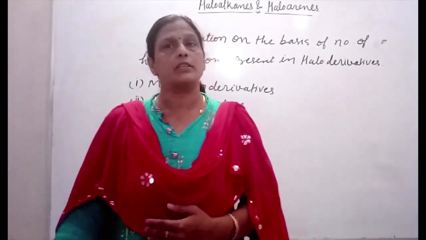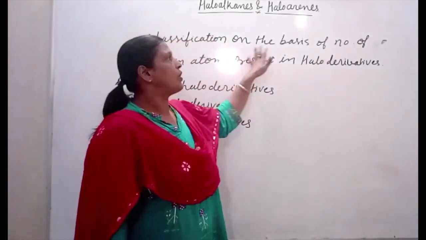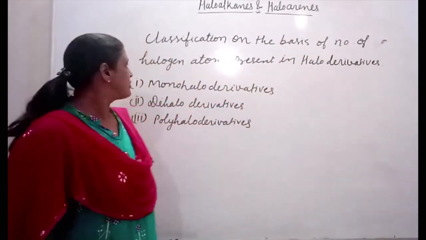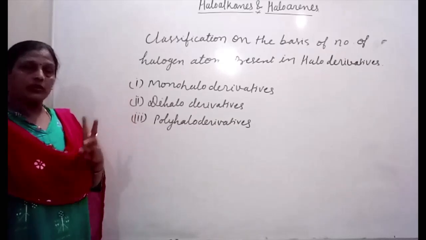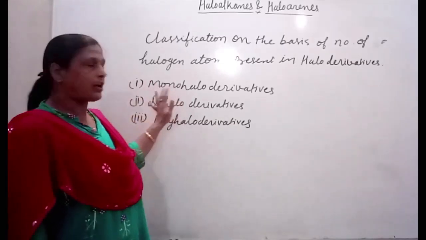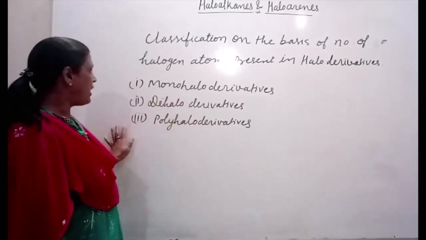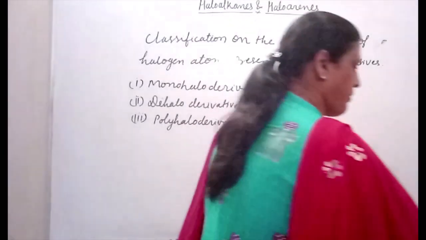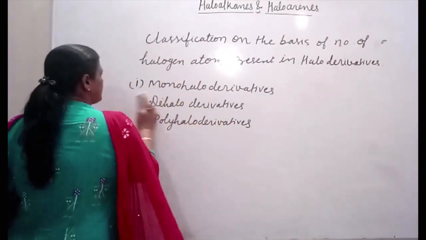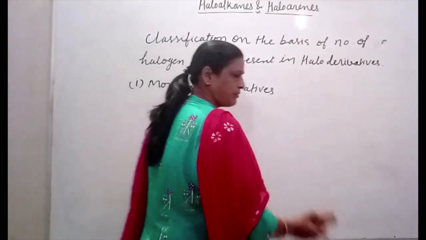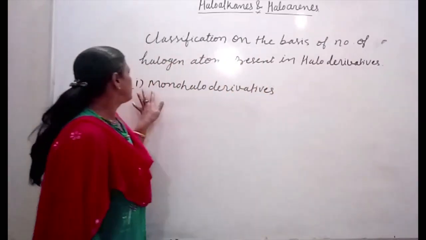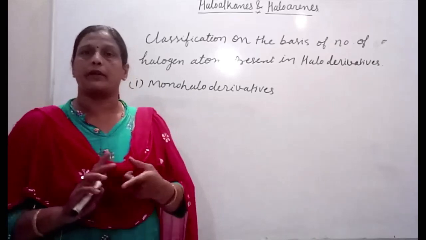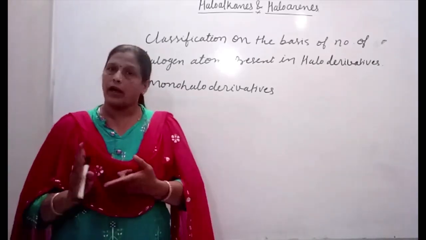Today we are going to discuss the classification on the basis of the number of halogen atoms present in halo derivatives. It can be classified into three parts: first is monohalo derivative, dihalo derivative and polyhalo derivative. As the name says, mono means one. It shows that a halo derivative which contains only one halogen atom in it is known as monohalo derivative.